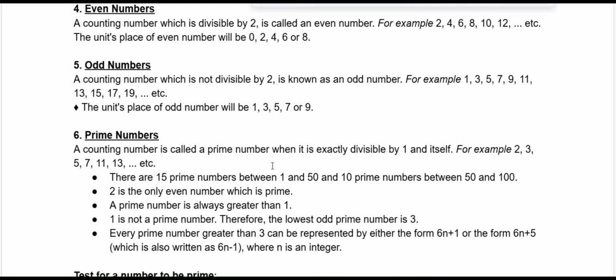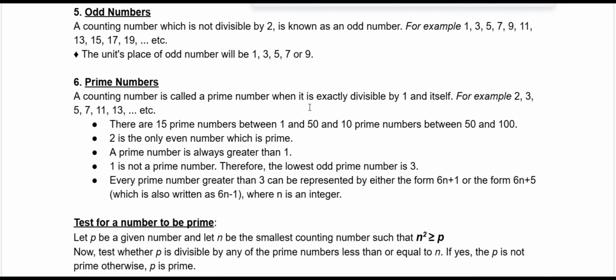So even numbers are nothing but numbers which are divisible by 2. They are called even numbers. In the units place, they should have 0, 2, 4, 6, 8. And odd numbers, which are not divisible by 2, are called odd numbers. So in the ones place, generally you will have 1, 3, 5, 7 or 9.